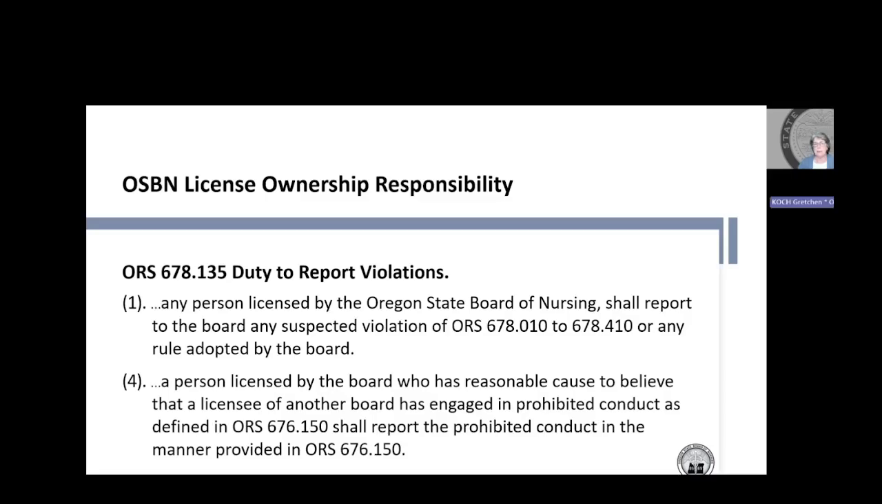This same statute requires the OSBN license owner who has reasonable cause to believe that a licensee of another board has engaged in prohibited conduct to report the conduct to the other board in a manner consistent with ORS 676.150. This is a non-NPA statute, which I'm going to cover in the next slide.